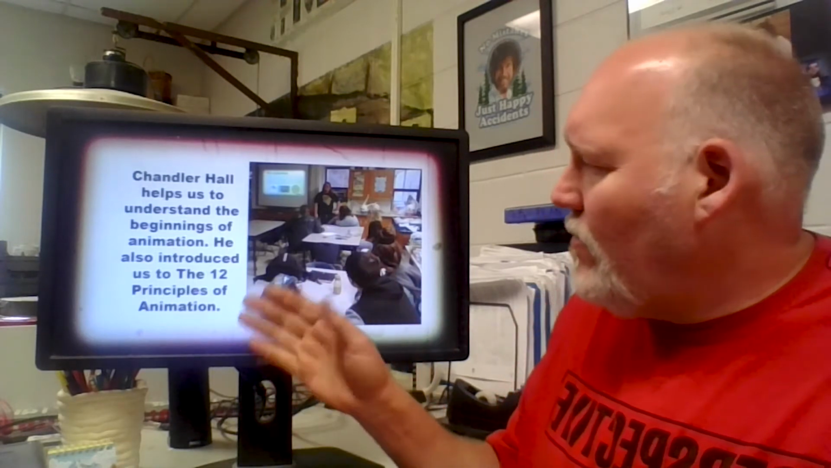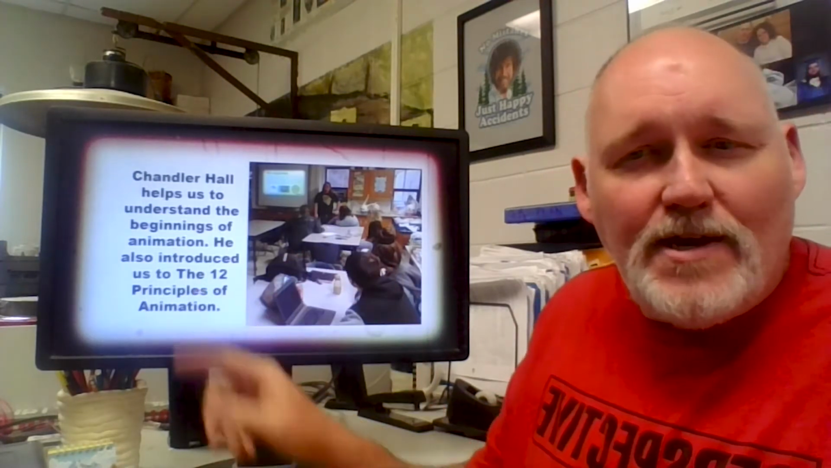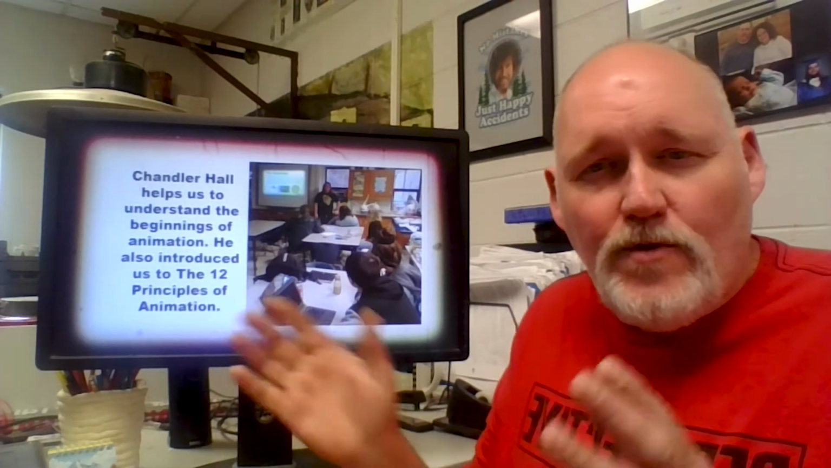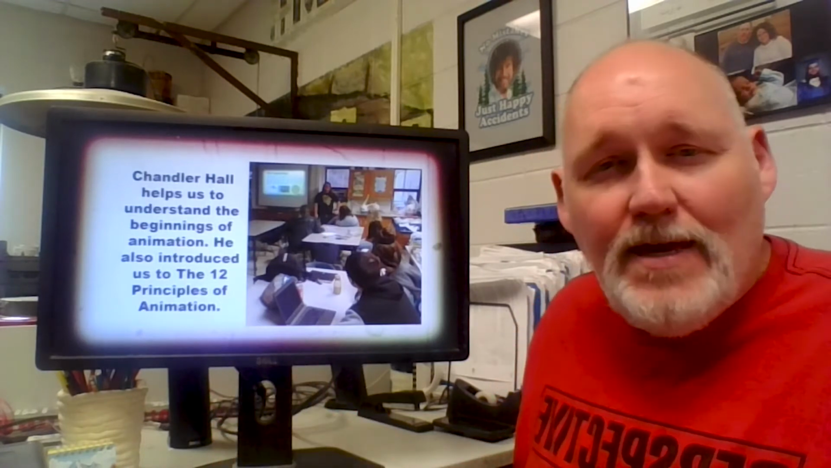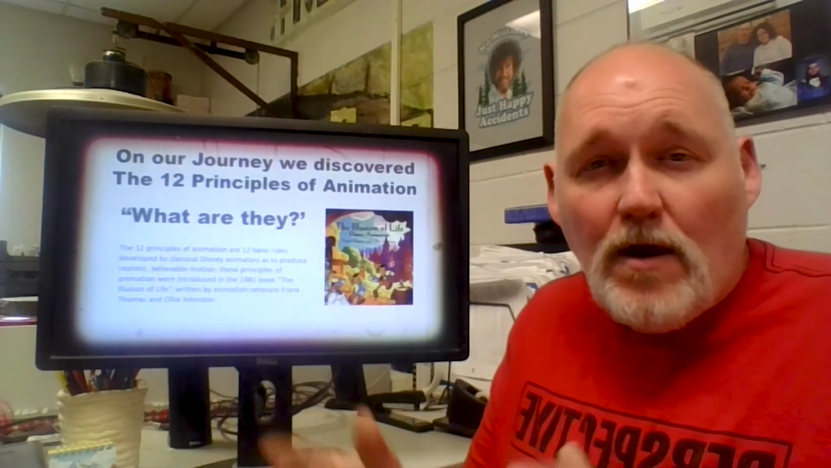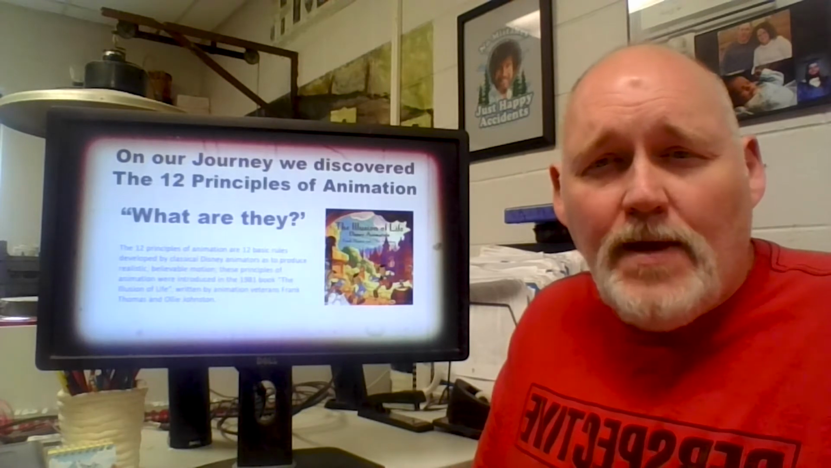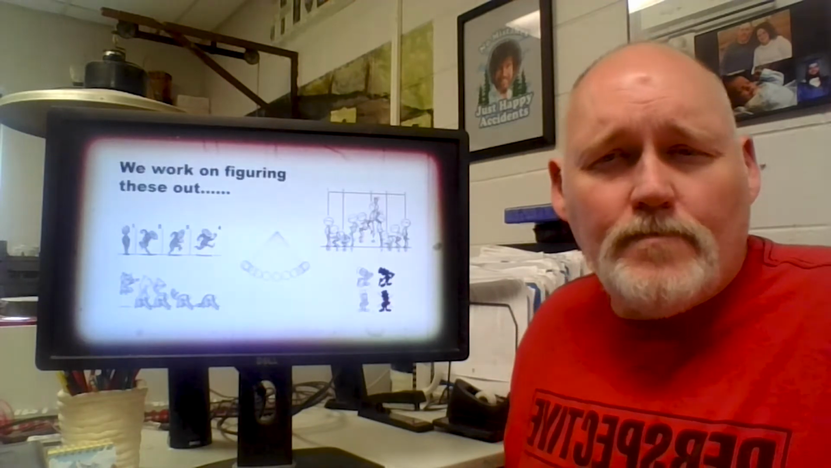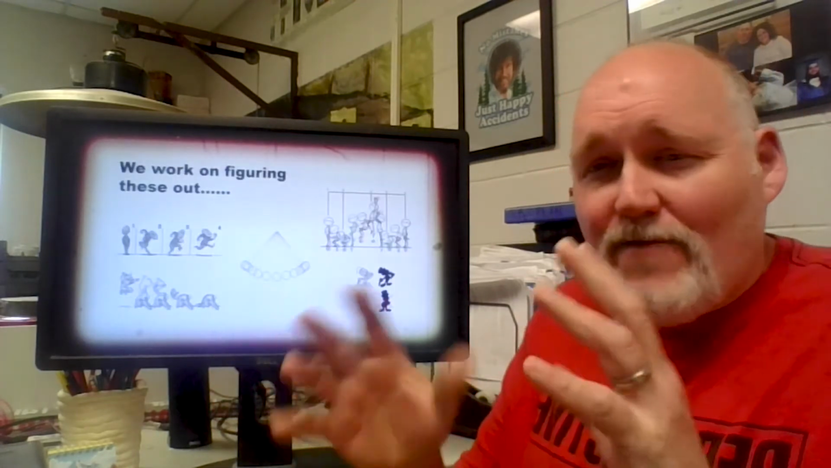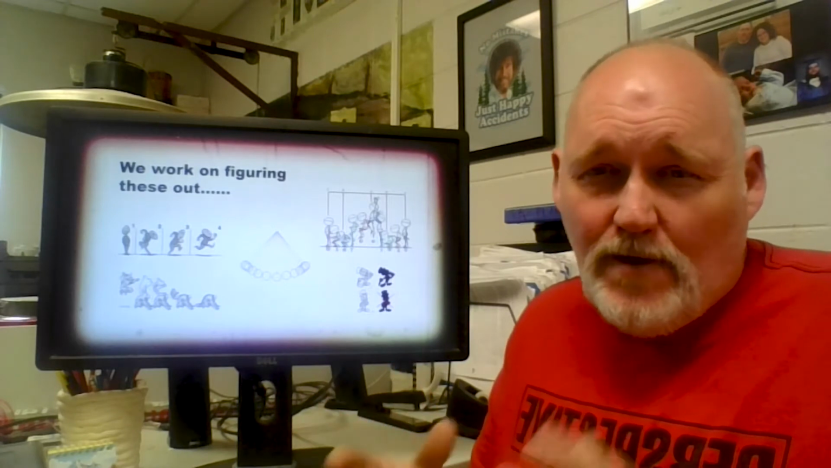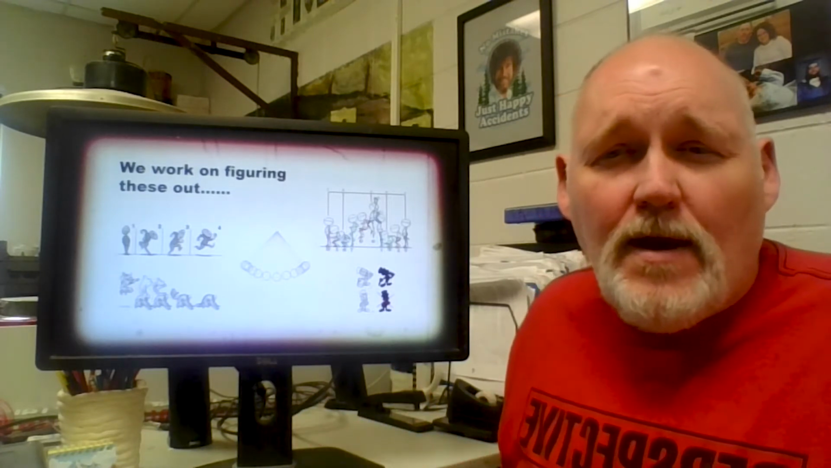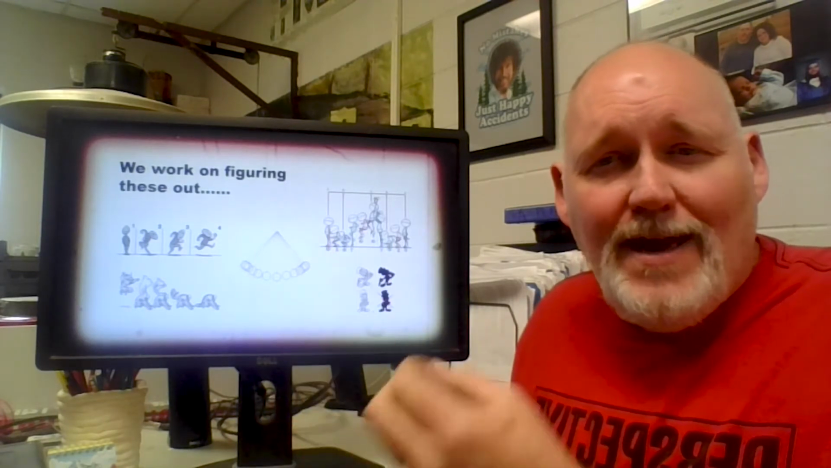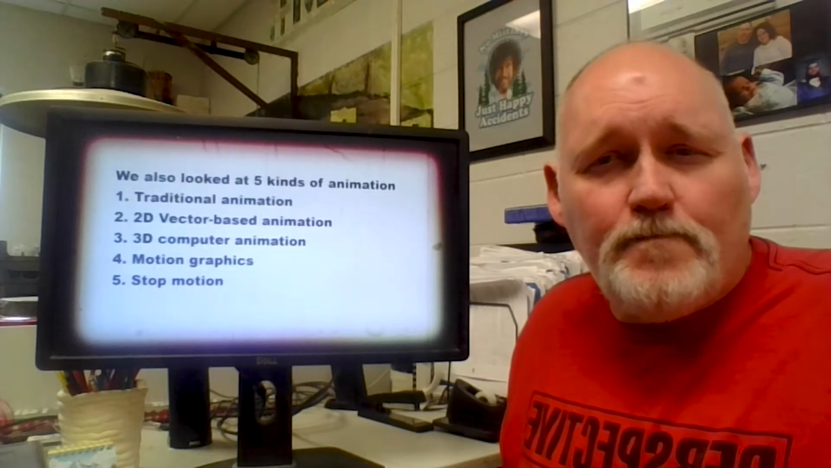In the image here, he also introduces us to the 12 principles of animation. We took those 12 principles and started using them in our artwork, looking at them as we were drawing animation. This is a breakdown of us figuring out what those 12 principles are. Kids did little tiny assignments that focused on each of those to help us figure them out.